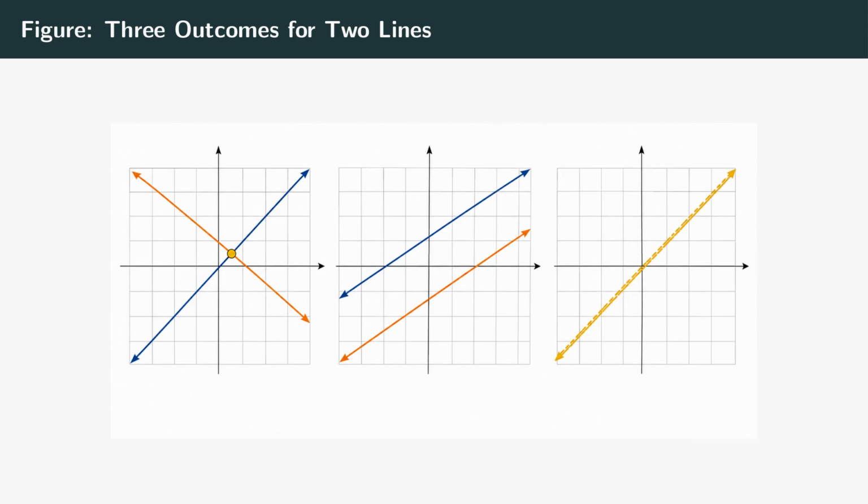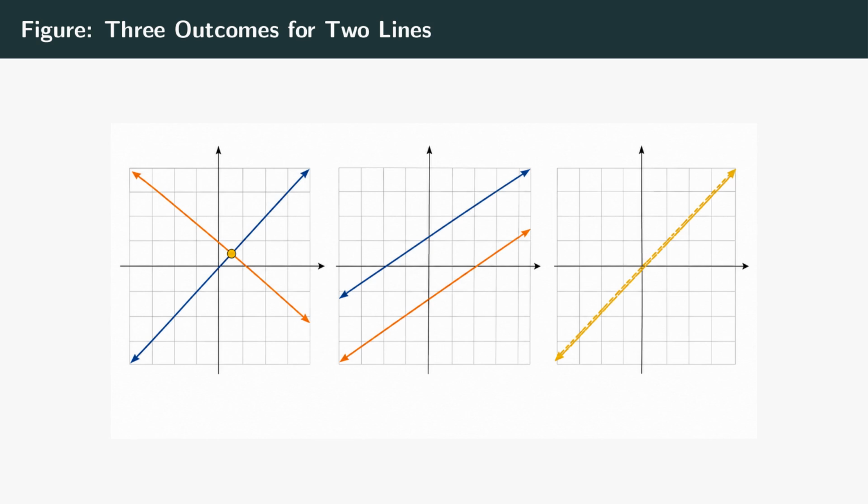Here are the three possibilities drawn side by side for the simplest case of two lines in the plane. In the left panel, the two lines have different slopes, so they slant across each other and cross at exactly one point. That single gold dot is the unique solution, the one pair of numbers that satisfies both equations. In the middle panel, the two lines have the same slope but sit at different heights. They are parallel, running forever side by side and never touching.